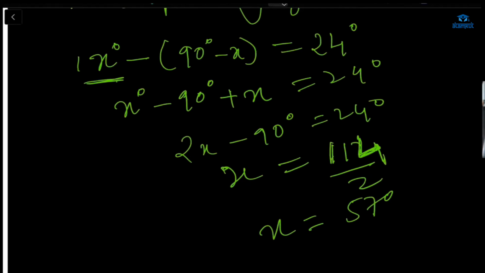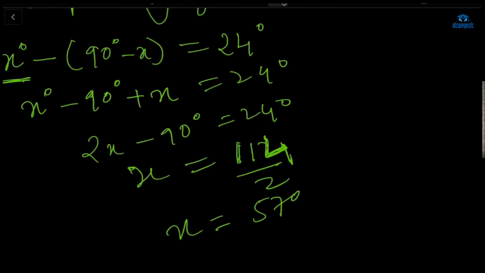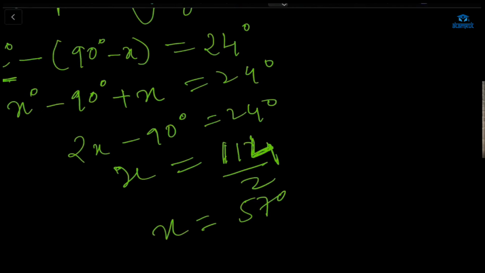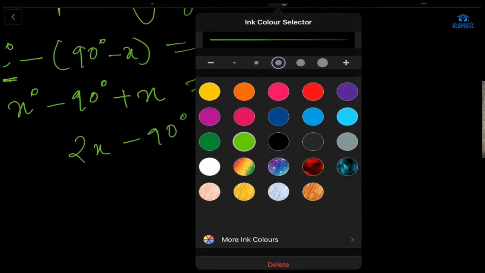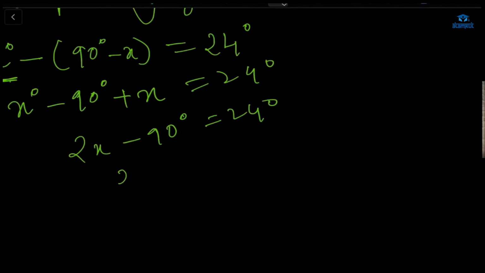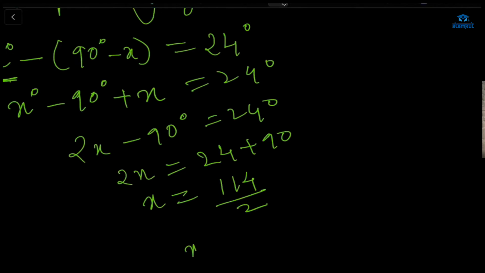Ma'am, why did you not get 114? Yes, 114. I just wrote it directly after this step. I'll erase it and write that step also. So 2x will be equal to 24 plus 90. So x will be equal to 114 by 2. So x will be equal to 57 degrees.